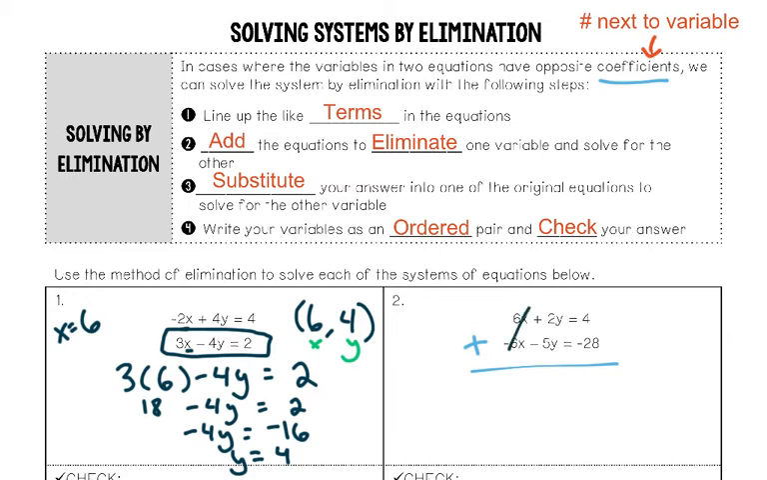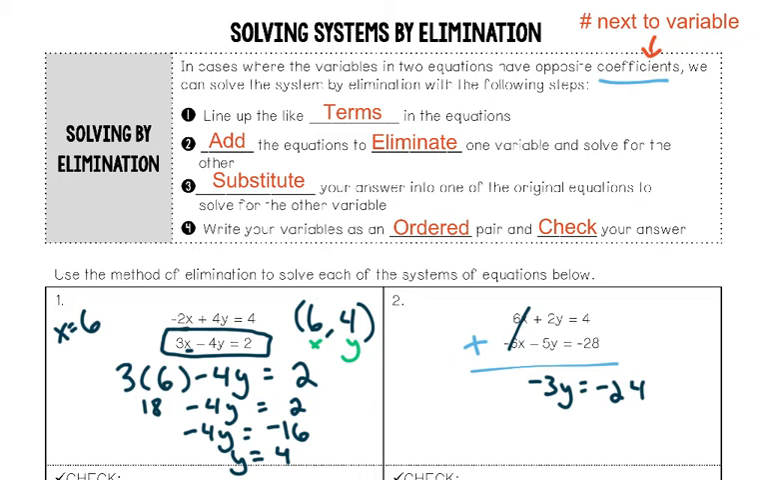So I'm going to cancel those and just put a line through them to show that they cancel. And then I'm going to add the rest of the coefficients. So 2 plus negative 5 gives me a negative 3. And I'm going to keep the y. 4 plus negative 28 is the same as 4 minus 28, and that gives me negative 24.